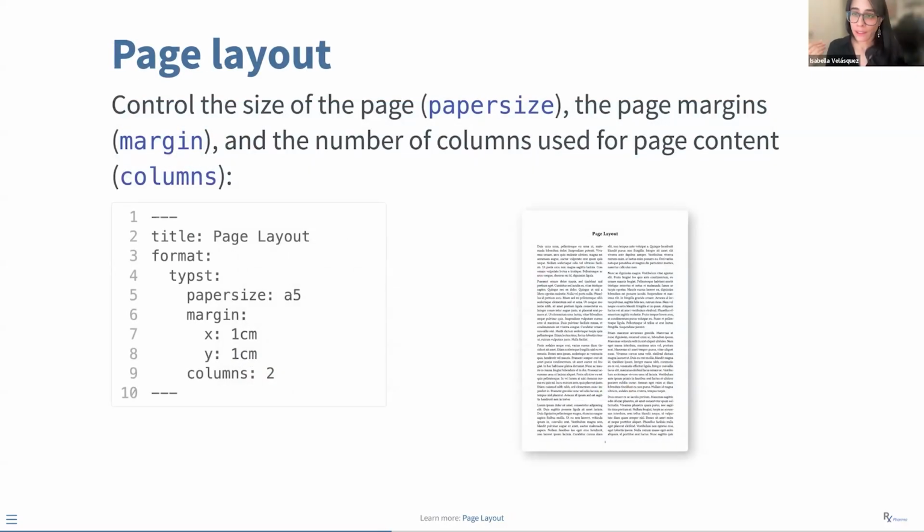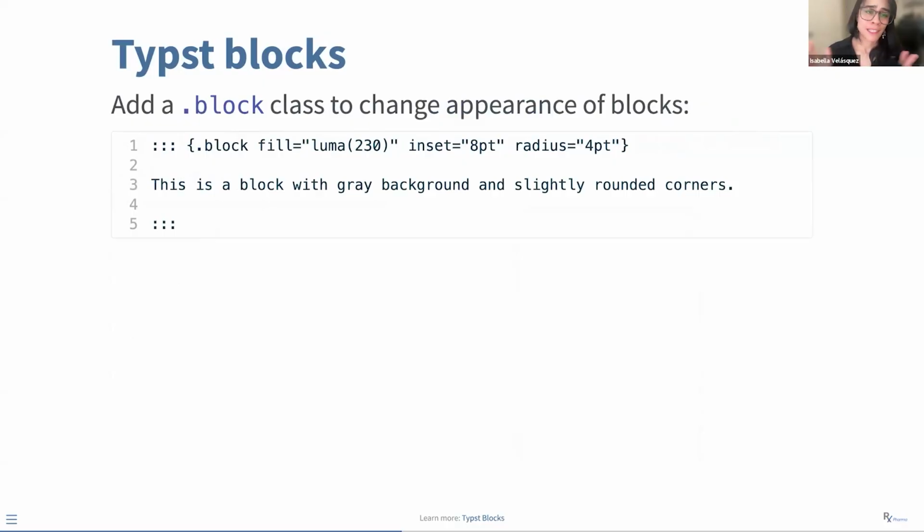And so it has the same sort of functionality as we talked about before. There are different options available to you within the YAML heading that you can change, and that will change the look of your rendered output. And there are all sorts of things you could do to continue to tweak your document. For example, this is a Typst block, which adds a block to change the appearance of a block. In here, it's filling it with, I think, a certain color, putting a radius around it, slightly rounded corners, and so on.